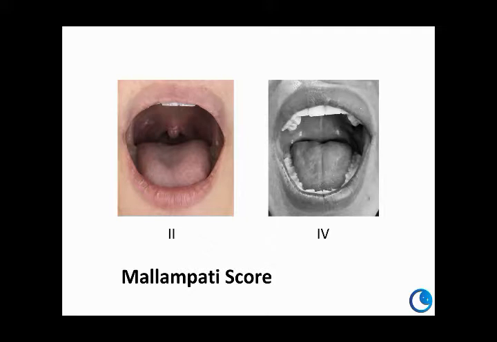For comparison, on the left here, you see a Mallampati score 2, where you can see the uvula, which is the area that hangs in the back of the throat. But you can see the relative opening of the airway versus a Mallampati score 4, where it's just a wall of tissue. You don't see the uvula at all. And sometimes it's so crowded, you can actually see teeth impressions along the side of the tongue.